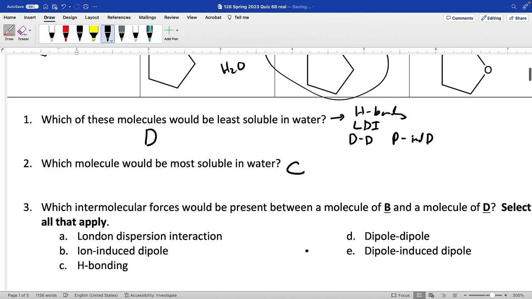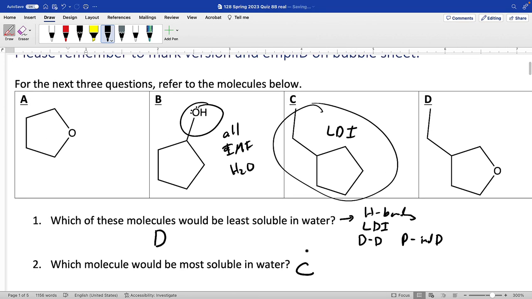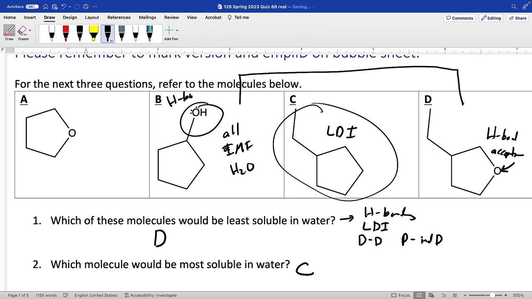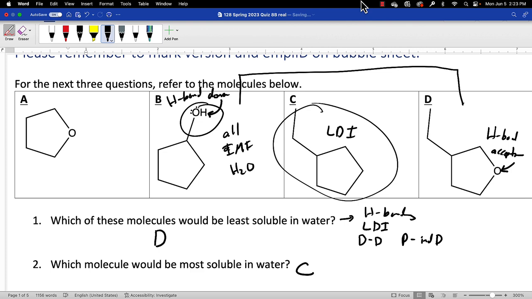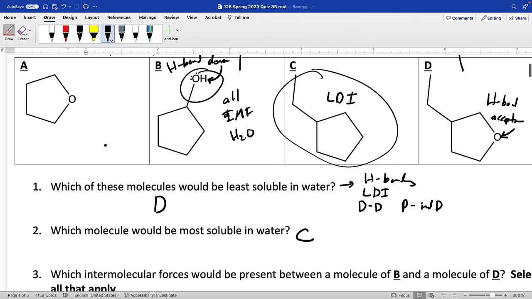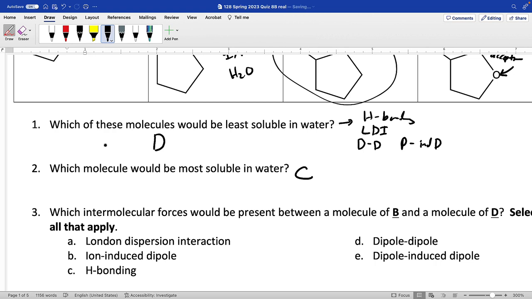All right, what IMFs would be present between B and D? So we're looking at this molecule and this molecule together. And if we look at that molecule, we have an H bond acceptor right here. So if you have an oxygen, fluorine, or nitrogen with lone pairs on it, that is an H bond acceptor. And we've got an H bond donor in the form of that hydrogen atom, because it's a hydrogen directly attached to an oxygen, fluorine, or nitrogen. So for that reason, we could form a hydrogen bond between those two molecules. So we definitely have hydrogen bonding.